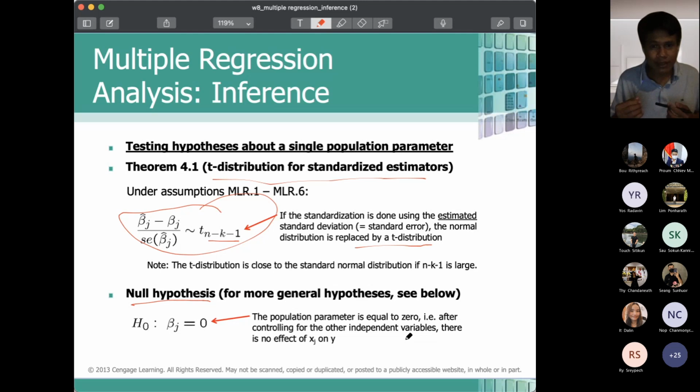So to test this, we need to use the t distribution. But remember, the null hypothesis always starts with your population parameter being equal to 0. There is a chance that your population parameter is equal to 0. How do we know that? We need to estimate our coefficient. Is there any chance that our estimate from the sample equals 0? We need to check this.